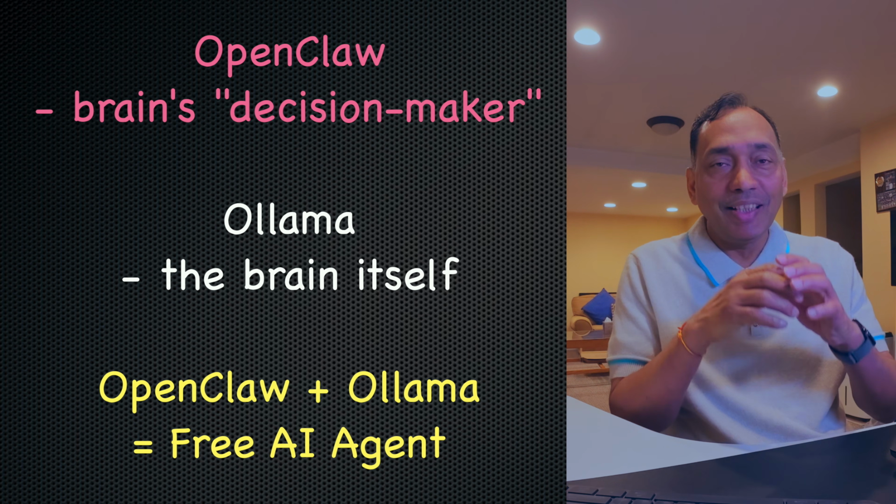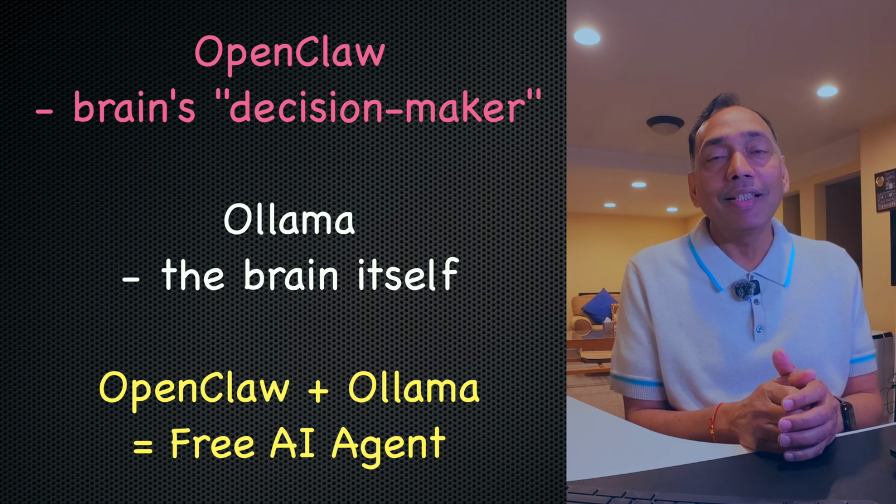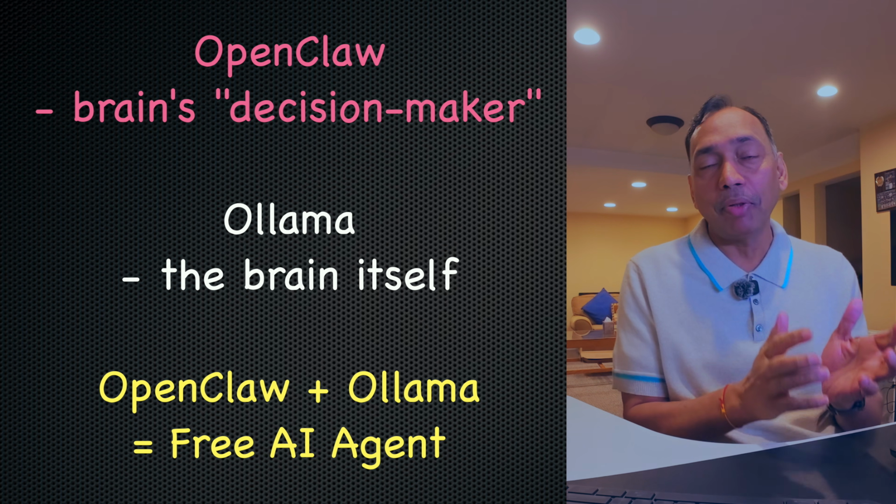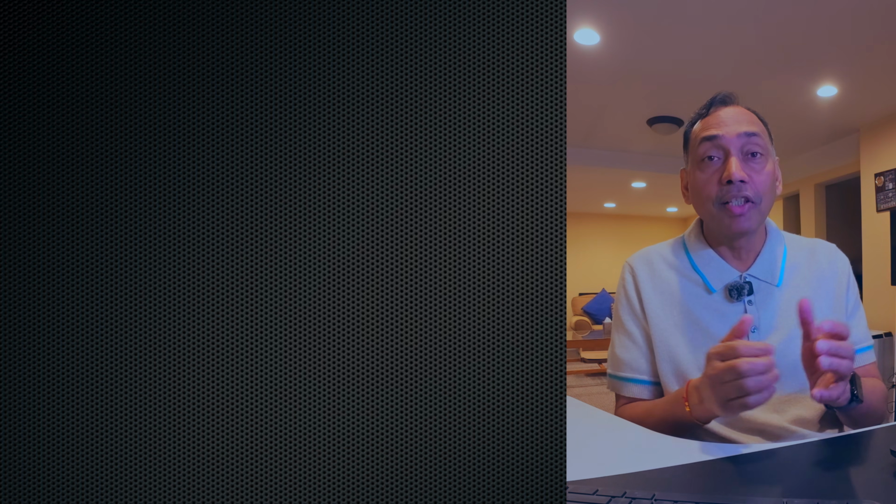Hello everyone, welcome back. So today I'm going to show you how to install Ollama and OpenClaw on a Linux computer so that you can run your AI assistant locally free of cost. Basically, Ollama will provide the model or the engine that you can use for doing AI related work, and OpenClaw is an agent layer on top of it, and you can communicate with it in simple language and get things done. So basically, OpenClaw is the brain's decision maker and Ollama is the brain itself, and together they provide a private AI agent free of cost.